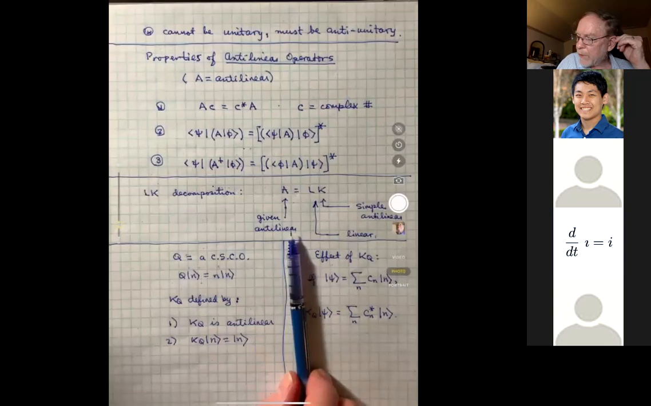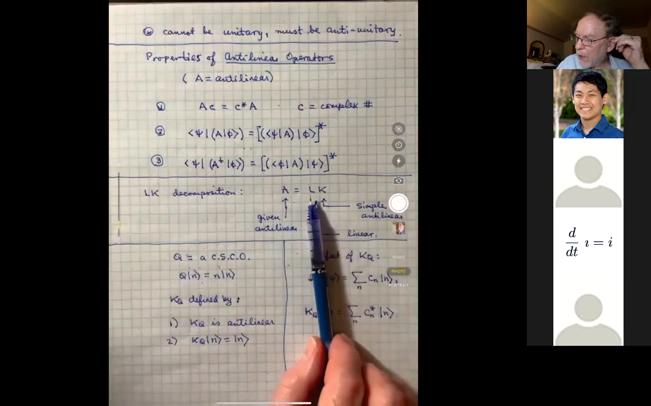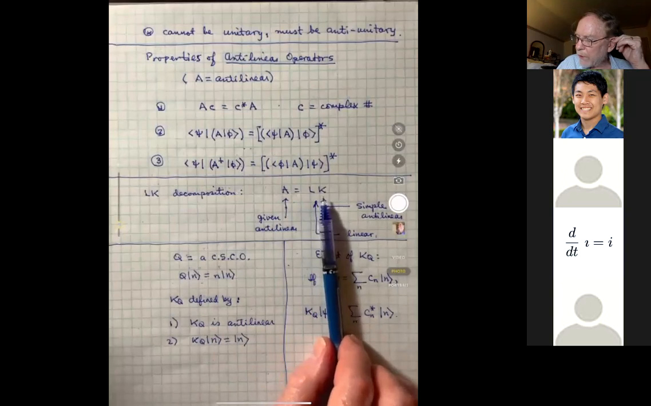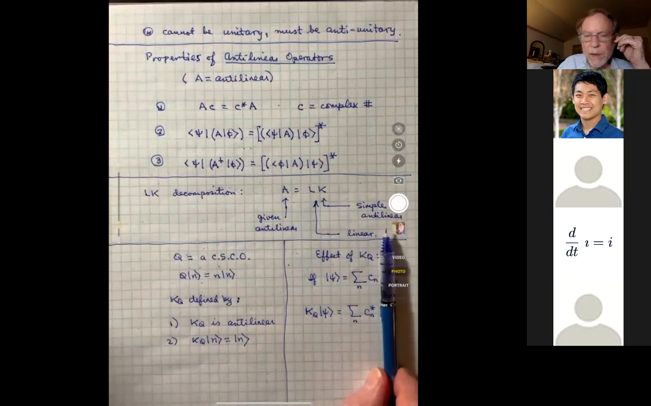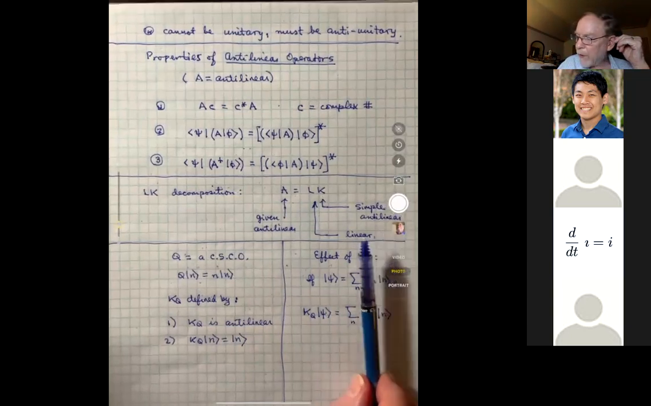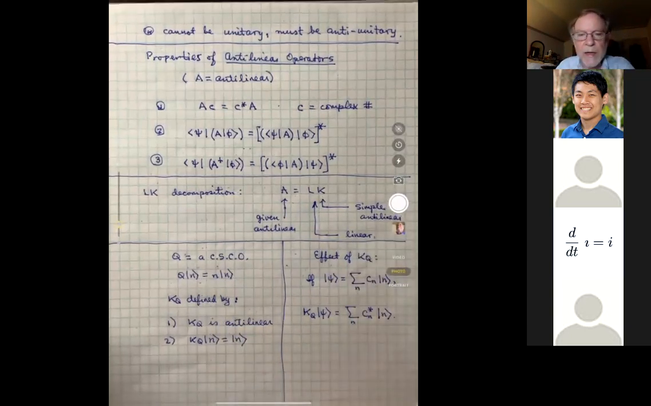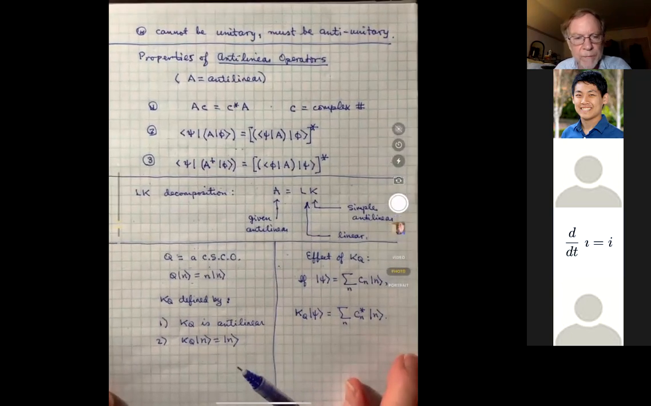All right, so next we turn to what I call the LK decomposition. The idea is you've got some given antilinear operator and you factor it into a product of a linear operator times another antilinear operator, which we'll call K, and K is chosen to be simple, and the L then takes care of all the rest, the linear part. So that's the idea of this decomposition.